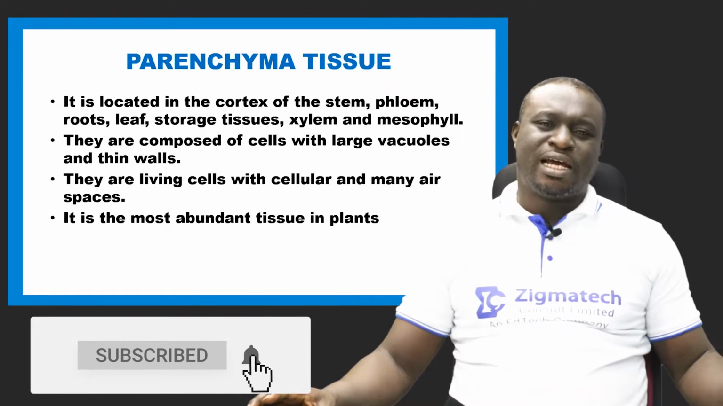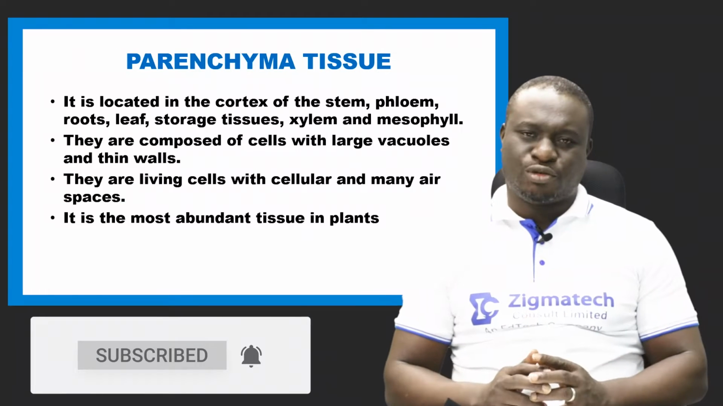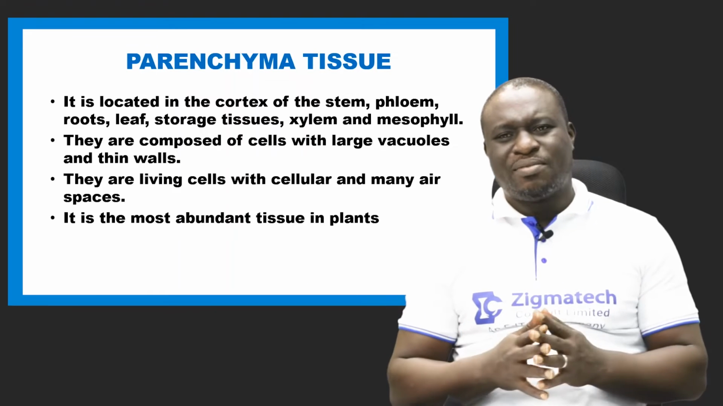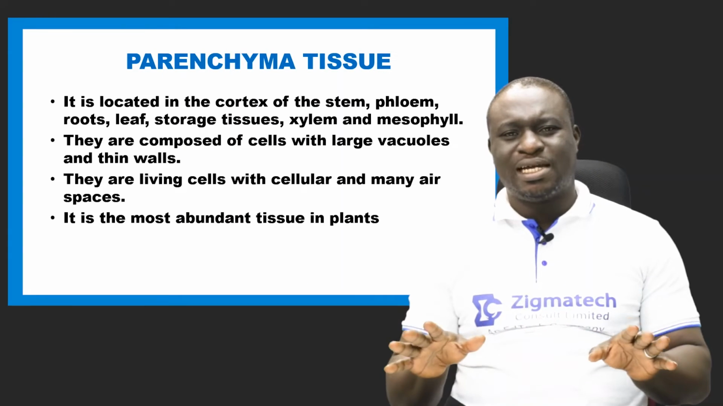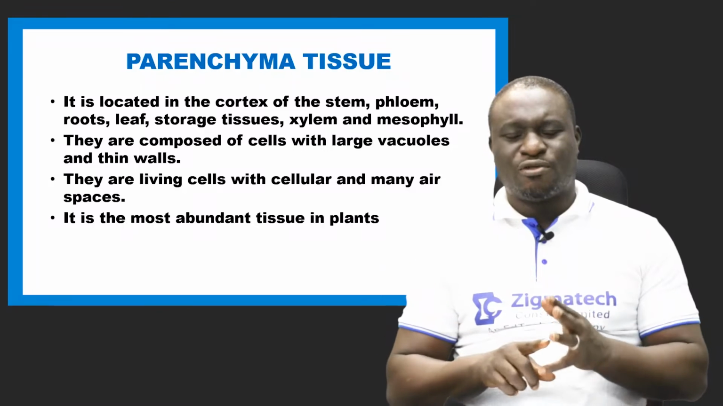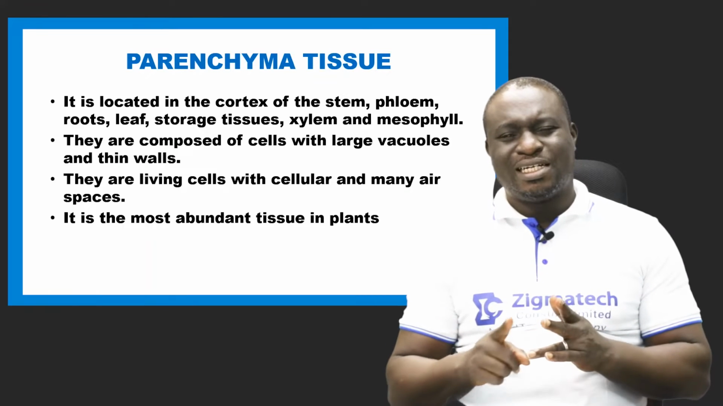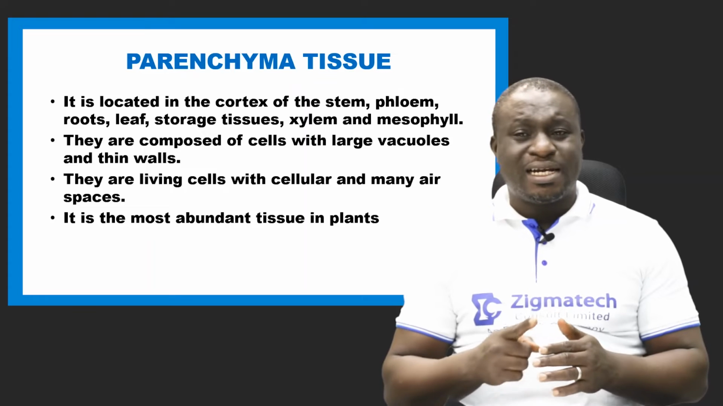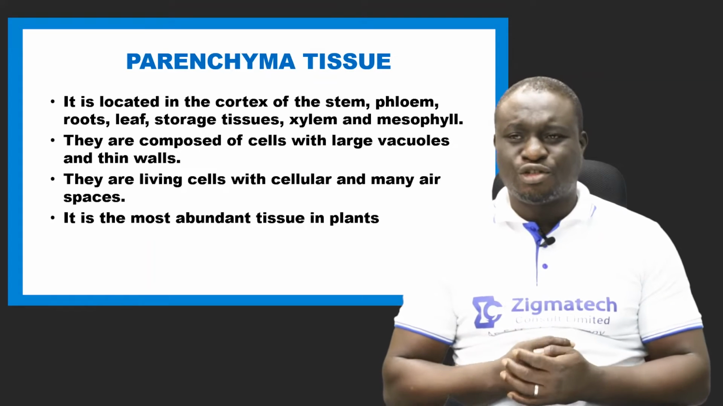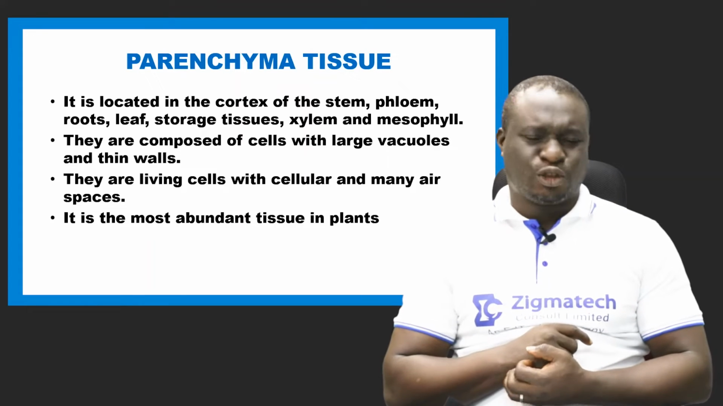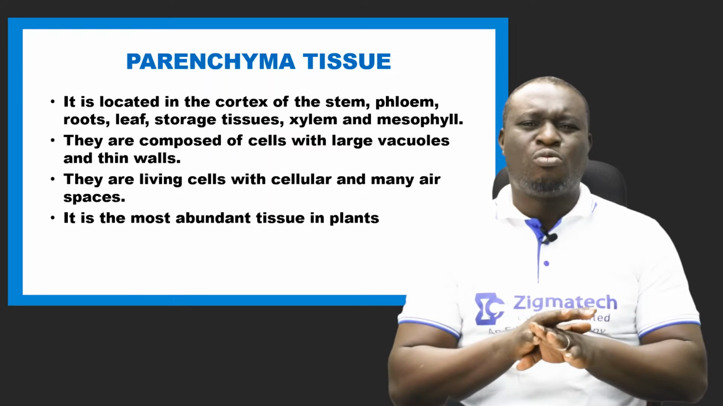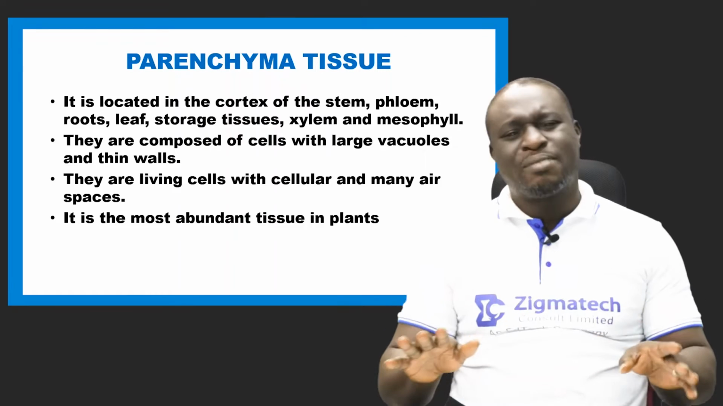The first one is the parenchyma tissue. Now, the parenchyma tissue is actually located in the cortex of the stem. You can also find it in the phloem. You can find it in the roots. You can find it in leaves, in storage tissues, in xylem and the mesophyll. You can find the parenchyma tissue almost everywhere, in every part of the plant.